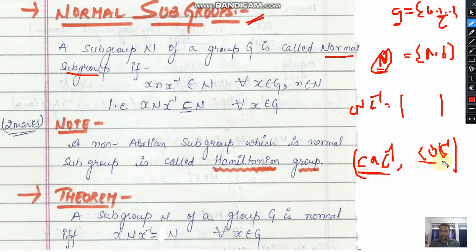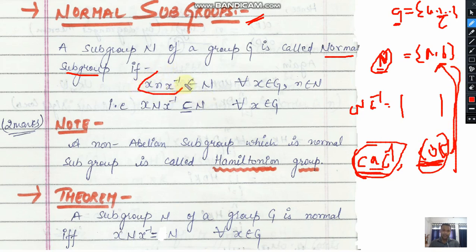Then all these elements will be equivalent to the elements of this N. Understood? The resultant of these compositions will always belong to N. It means the composition of such type will be available in this subgroup N. So this is the definition.